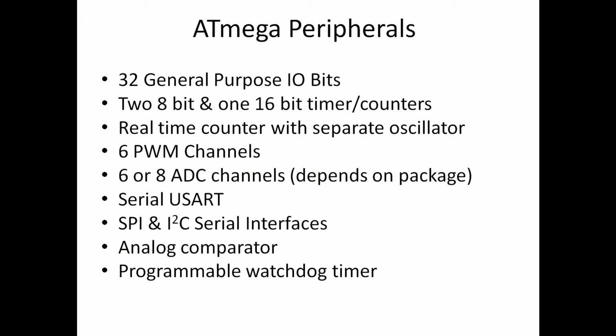There are many generally used peripherals which are integrated in the Atmega CPU. Like in Atmega, there are 32 general purpose input output lines which can be configured as input or output, individually programmable and bidirectional. There are two timers, in some cases three timers. One is 8-bit and the other is 16-bit. It has an inbuilt real-time counter and PWM channels.